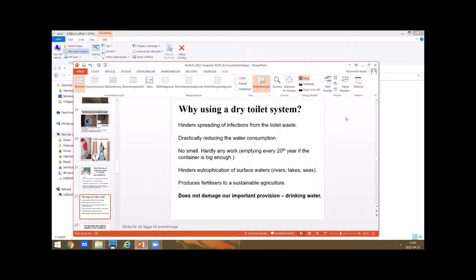So urine is the safest for using in a cultivation system. You just need to store it for a short time, and then the pH gets so high that all dangerous bacteria and so on get killed.